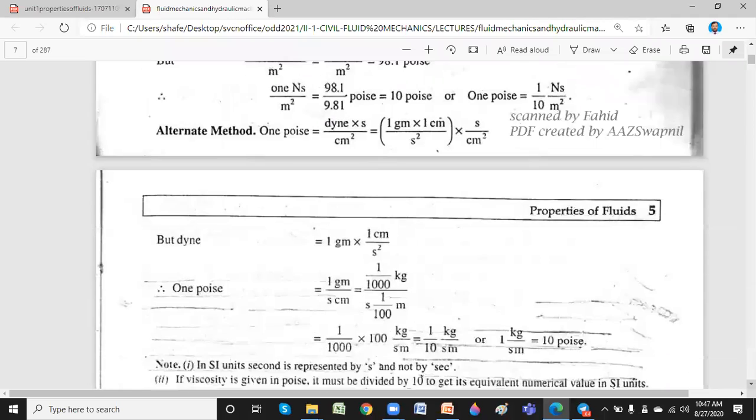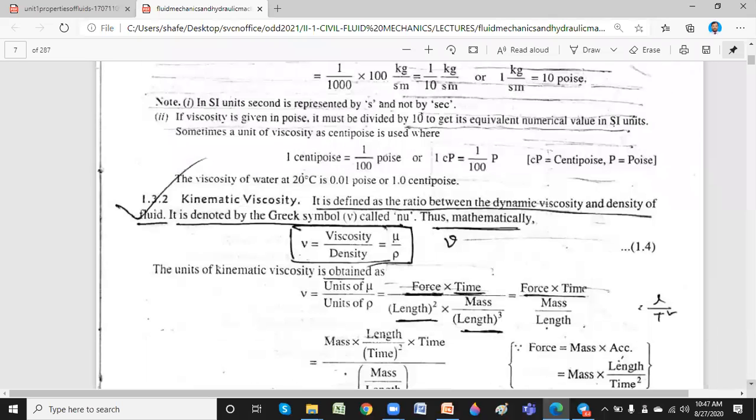Now, don't worry about all these things here. In some problems they will give poise, it's okay, but sometimes they will give centipoise, CP normally they call it. Now you know what a poise is. Centipoise means divided by 100, so one poise is 100 centipoise. Okay, so don't worry about that. Whenever we go for a problem, I will tell you how to convert that, because in the problem everything must be in the same units.